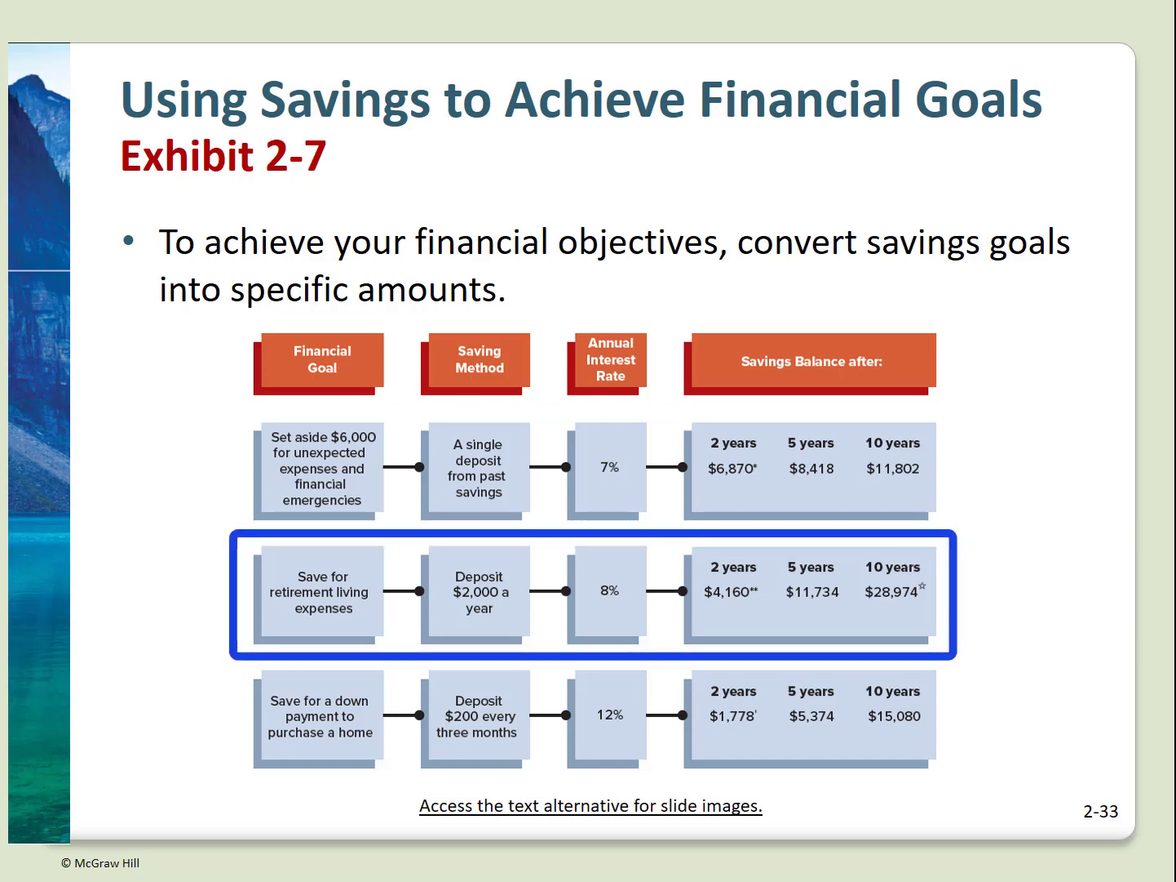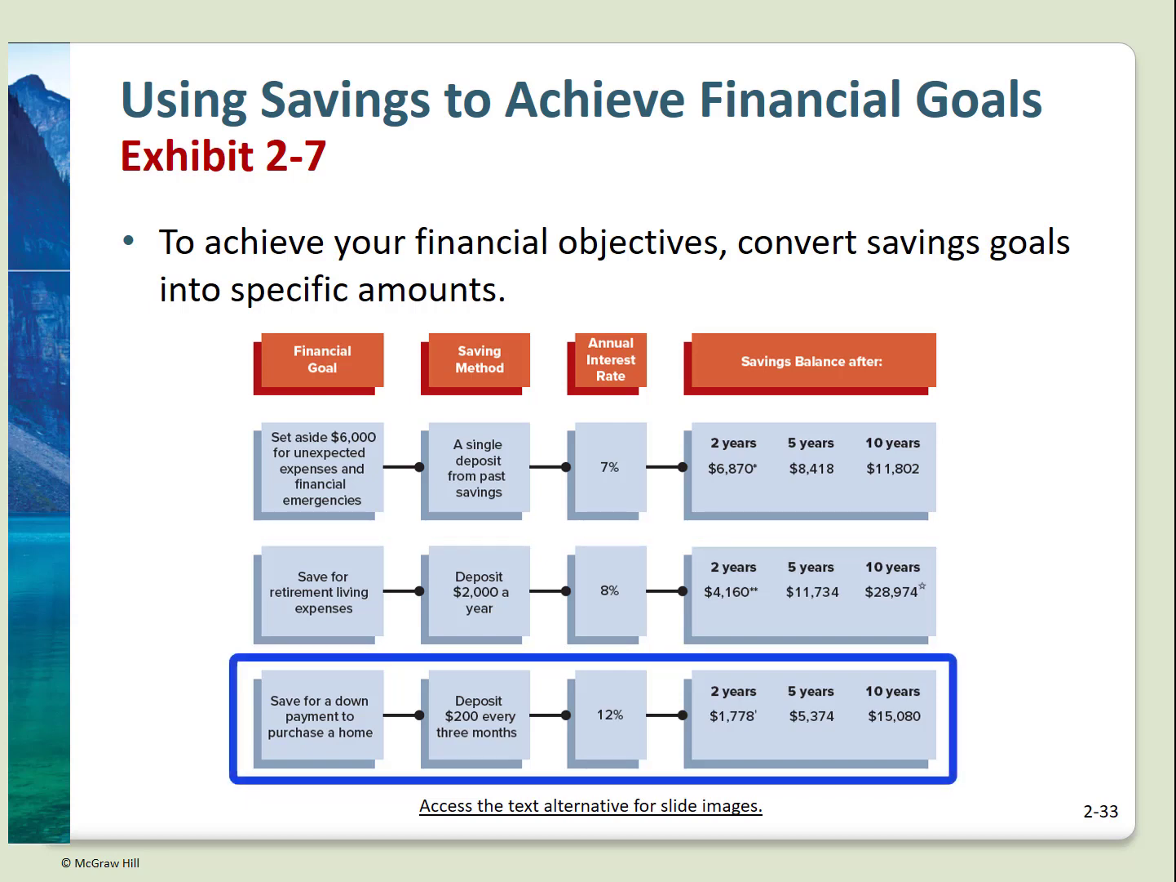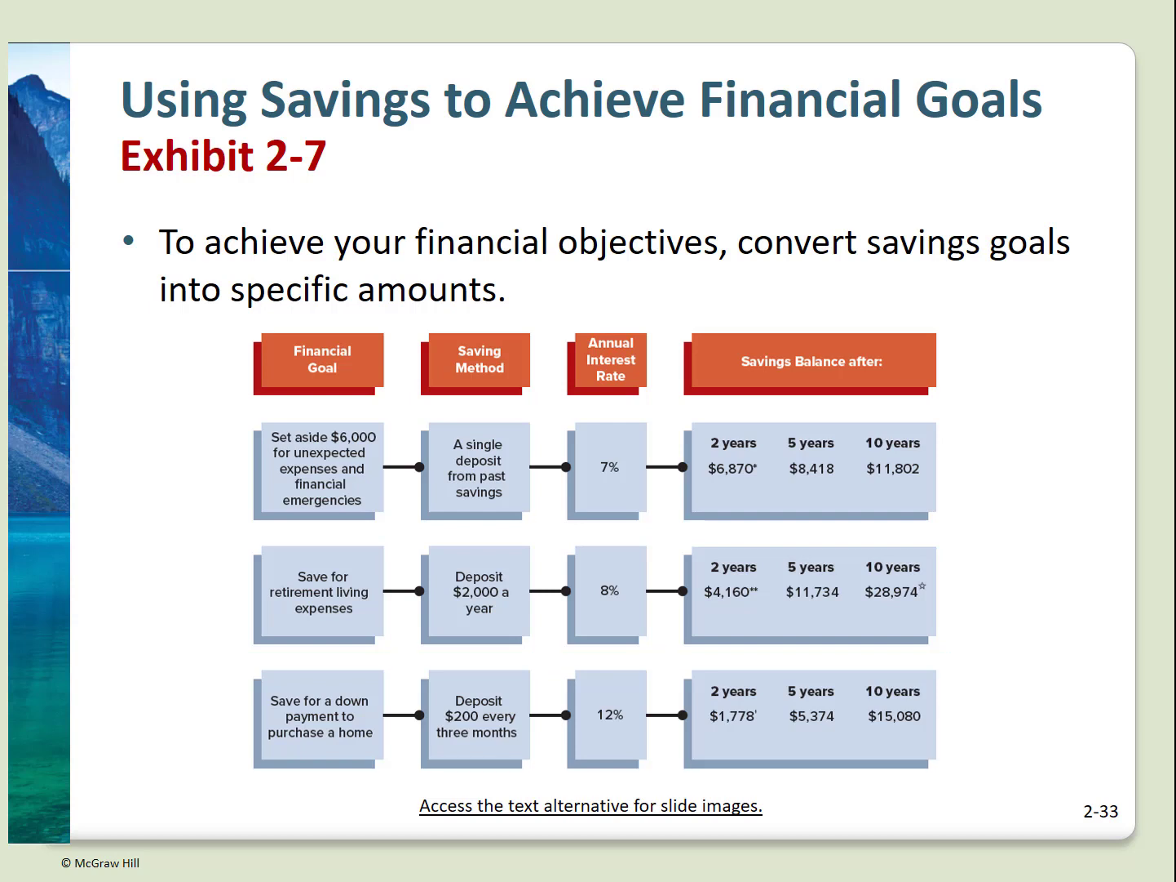Plan 2, saving for retirement, deposits $2,000 each year at 8%. After 10 years, the plan yields $28,974. Plan 3, saving for a home, deposits $200 every three months at 12%. In 10 years, this results in $15,080. In all cases, the power of compounding drives the growth.